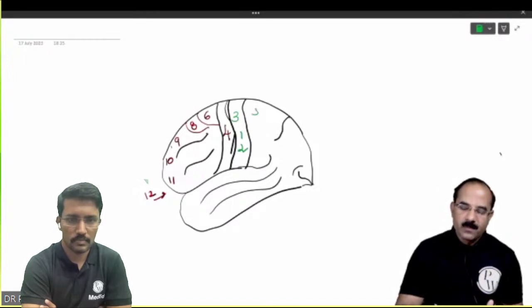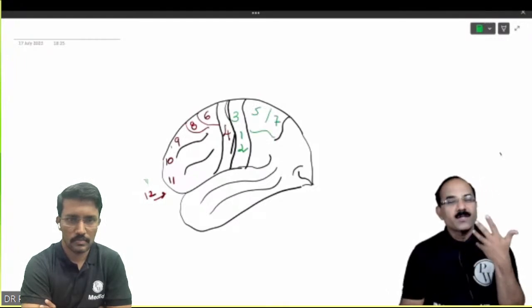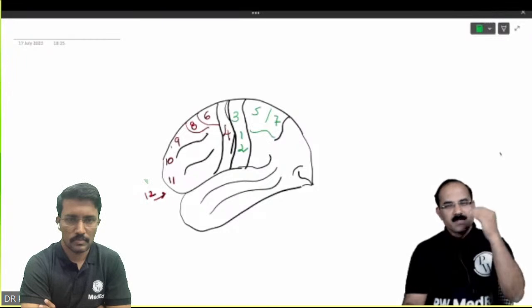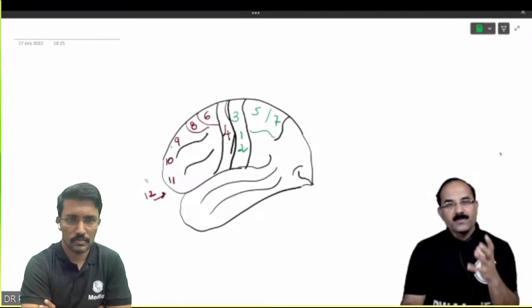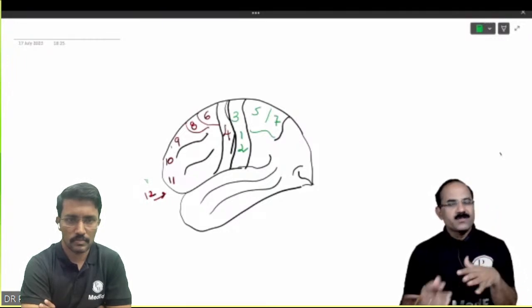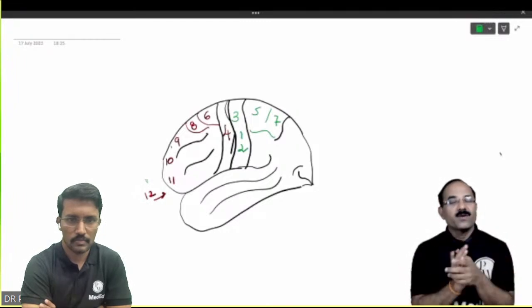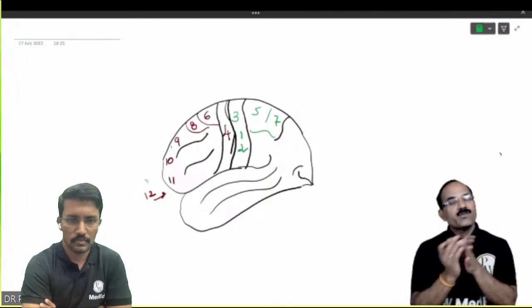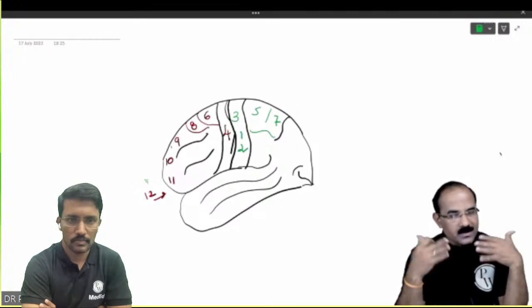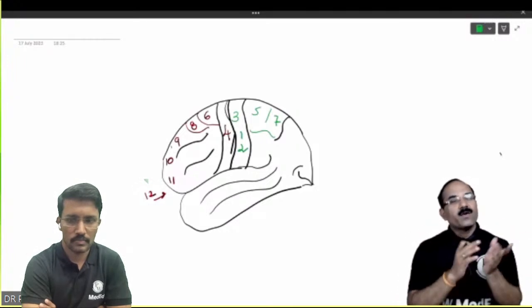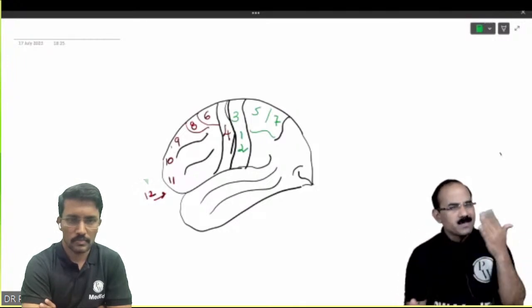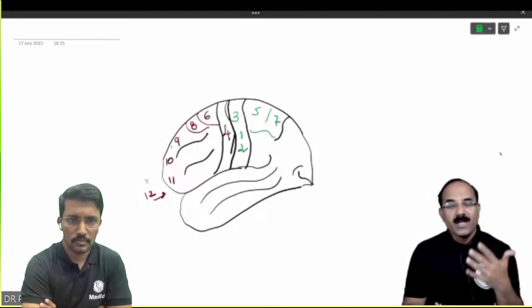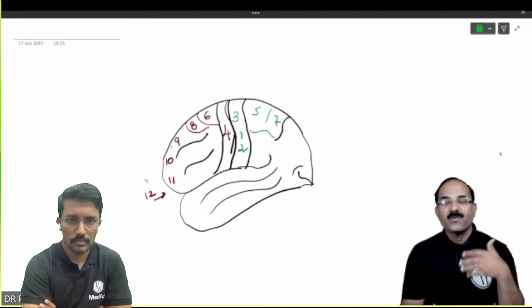Now this is area number 5 and 7. These are the sensory association areas. The sensations come to 3, 1, 2. If 3, 1, 2 is damaged, the person is not able to feel or sense anything. What is the function of 5 and 7? It helps us to understand the type of sensation. If 5 and 7 are damaged, the person is able to feel, but is not able to understand the type of feel.